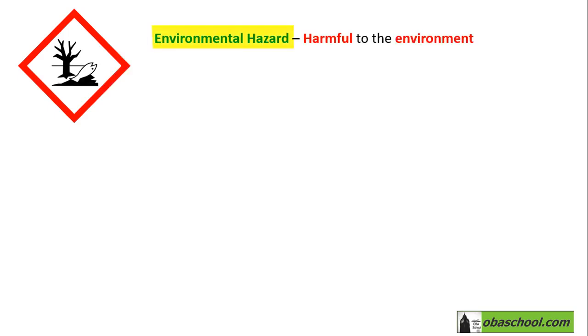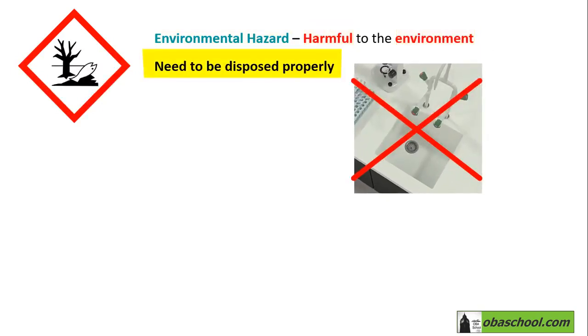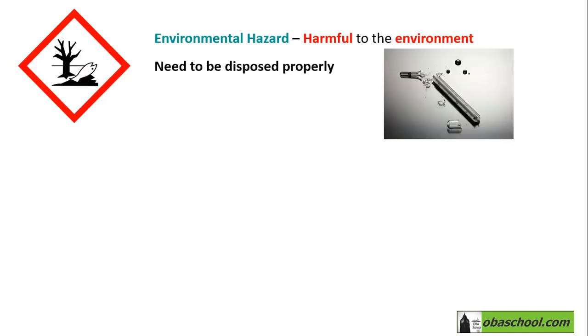The third symbol that you might see on the bottles of chemicals in the lab is the symbol that tells you that something is an environmental hazard, where it is harmful to the environment. Some chemicals shouldn't be disposed of in the sink of the lab. They should be disposed of properly in certain bottles and thrown somewhere special for such hazards. For example, when a mercury thermometer is broken, we have to dispose of the mercury that is on the ground in a certain way.